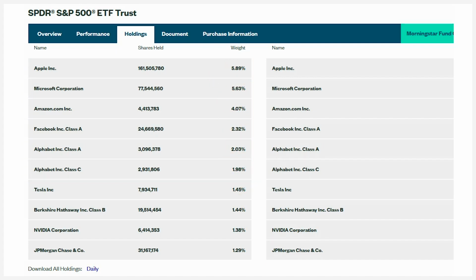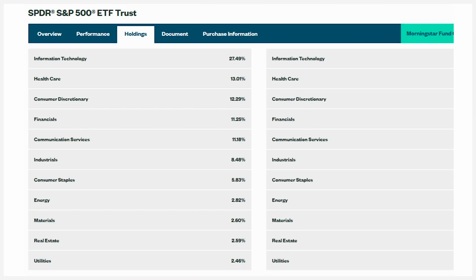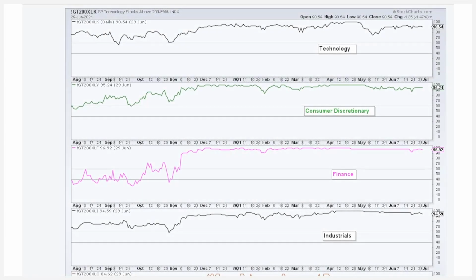And then when we look at the sectors, of course, we can see that it is dominated by technology. So you can see that technology is 27%, healthcare 13%, consumer discretionary, financials, communication services between 11 and 12%. So technology is clearly the 800-pound gorilla in the market. So we also need to keep that in mind when we're looking at the S&P 500.